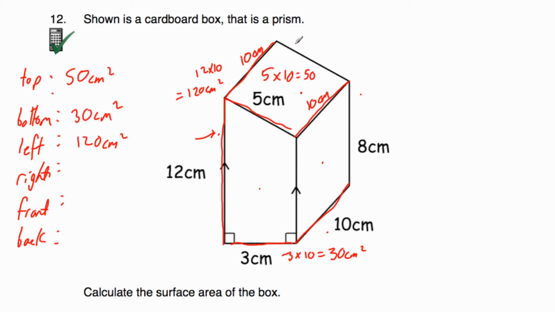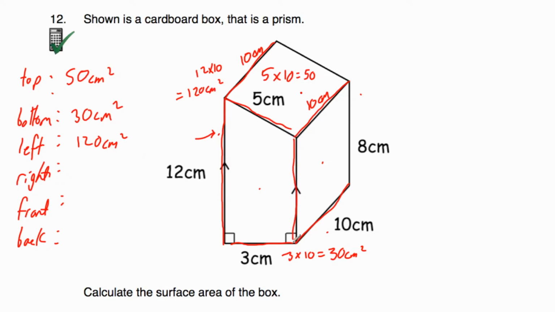So we've done 3 of the faces. We've done the top as a rectangle, so we've done 10 times 5 is 50. We've done the base, which was a rectangle as well, so we've done 10 times 3, which is 30. And we've done the left-hand face of this trapezium, and it was 12 high, 10 wide. 12 times 10 is 120 centimeters squared. Now let's do the right-hand face.